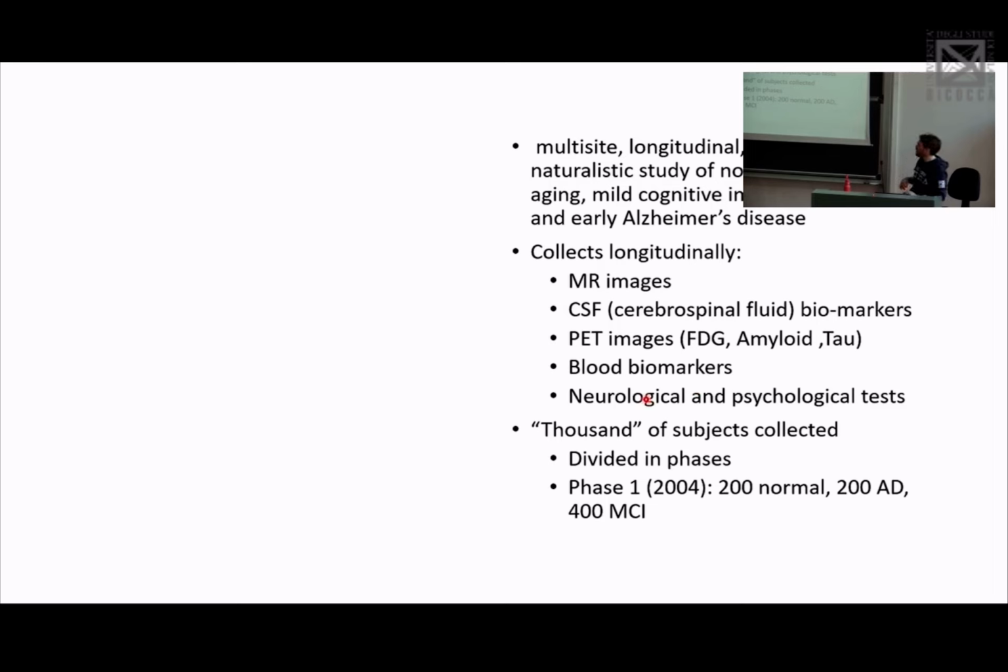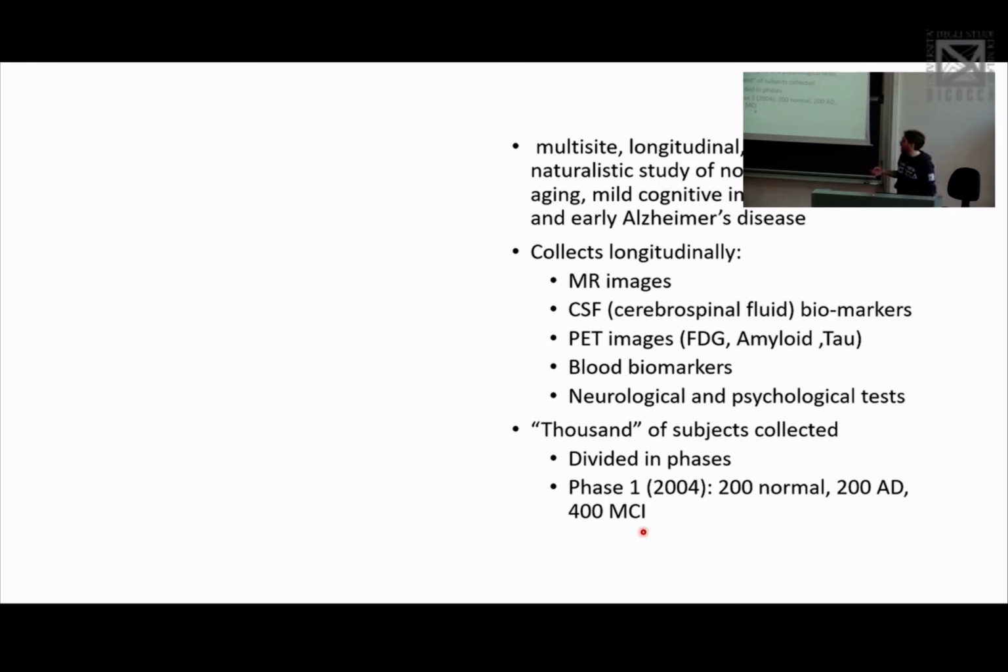And even very complex demographics, they started acquiring information about education, having been living with a partner or not, divorcing, ethnicity, and kind of job, the intellectual load of the job, and so on. And to give you an idea, it has been divided in phases. We are in phase 4 now. It's still ongoing, and it started in 2004 by acquiring 200 normal subjects, 200 AD subjects, and 400 MCI subjects.